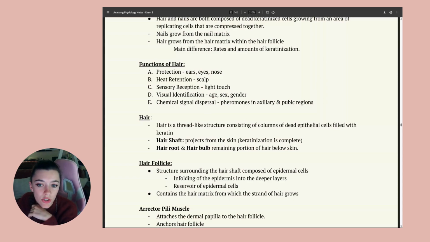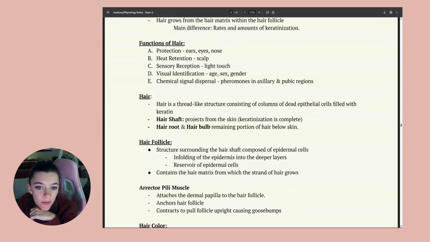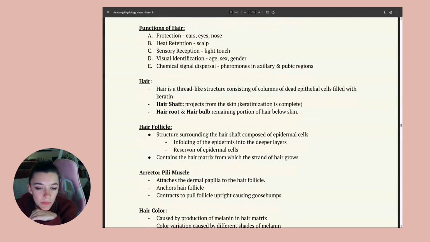Visual identification. Yeah, your hair can indicate your age, your sex, your gender. Help people identify their friends and whoever they're talking to. Otherwise, if everybody's bald, they're going to look pretty similar. Chemical signal dispersal. So your hair also helps disperse your pheromones in axillary and pubic regions.